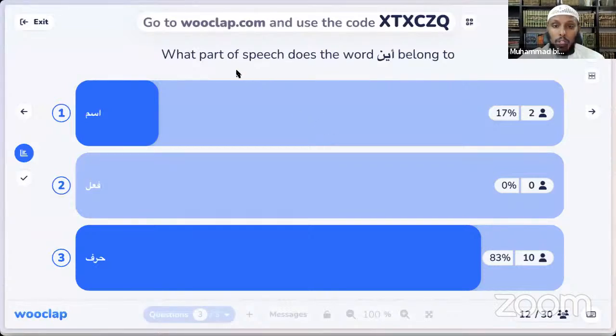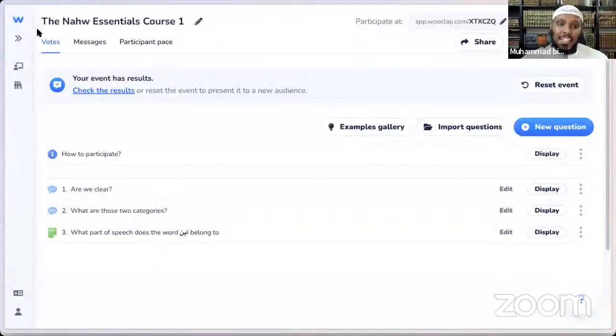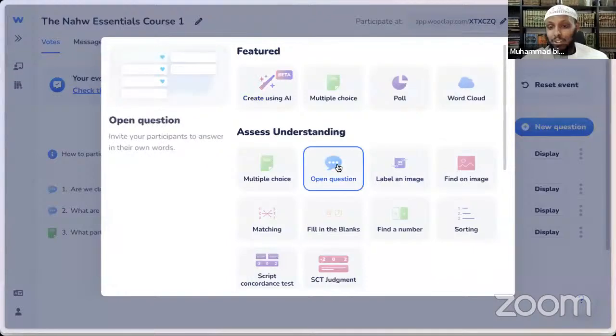Okay, so it is very clear from your answers here on WooClap and in Zoom that the vast majority believes that أين is a harf. Okay. All right. That is the wrong answer. And there's a very easy way to prove to you why that's the wrong answer.